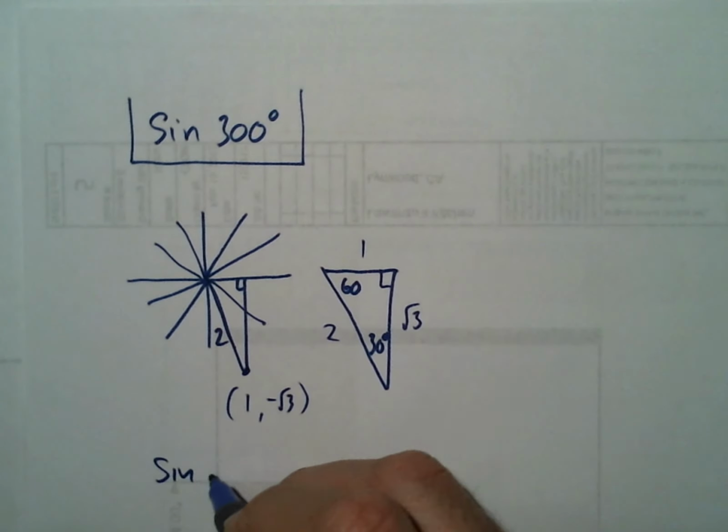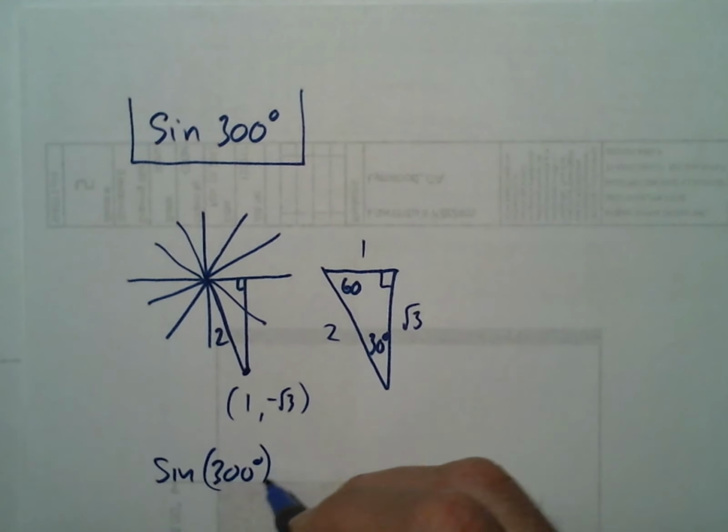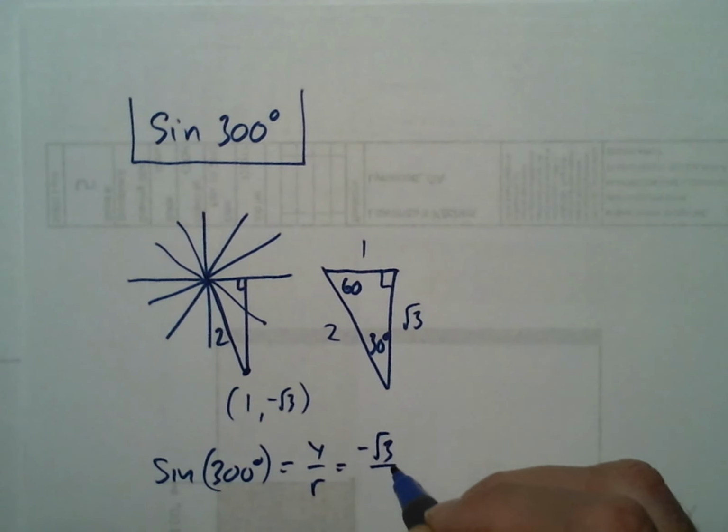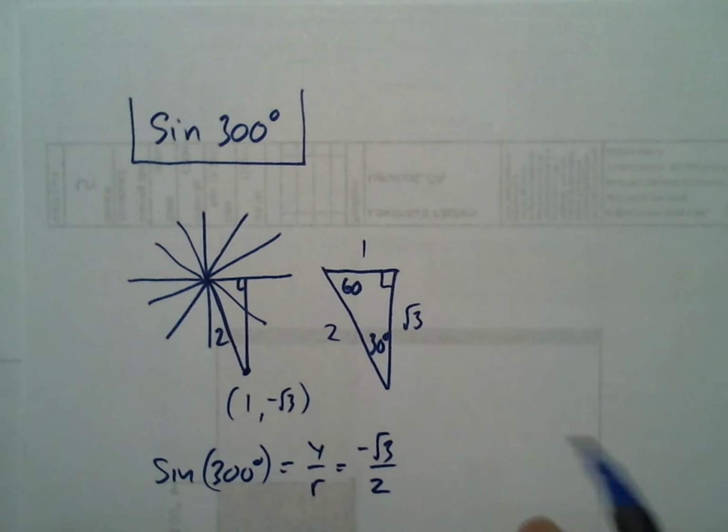And for sine, we want y over r, so the y value over the radius. And that's it for today.